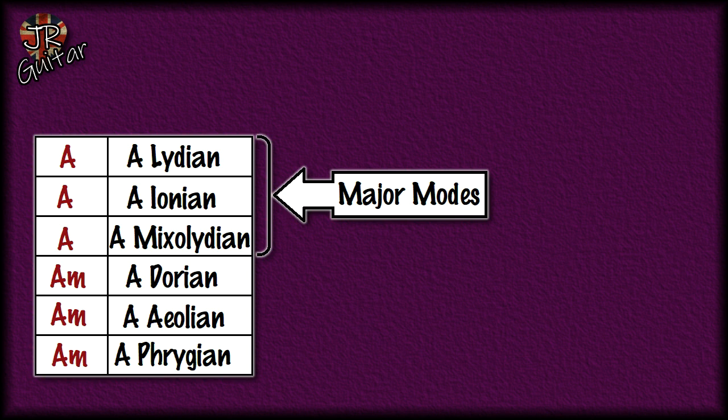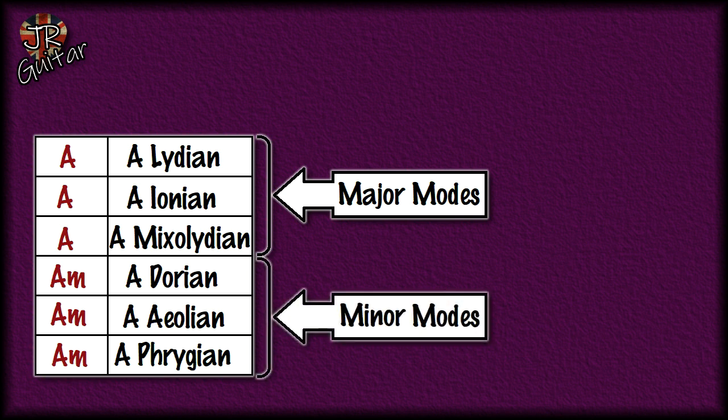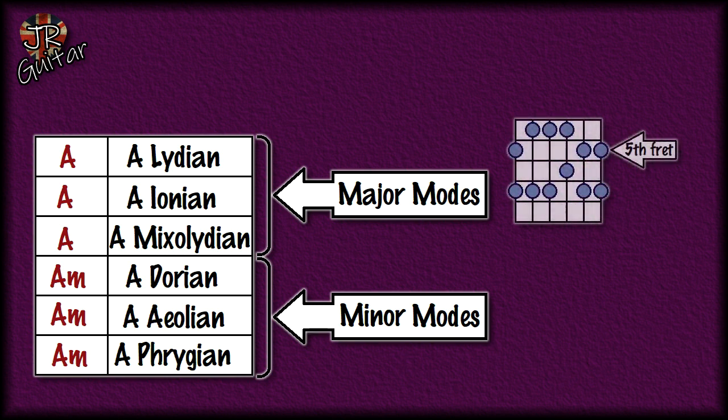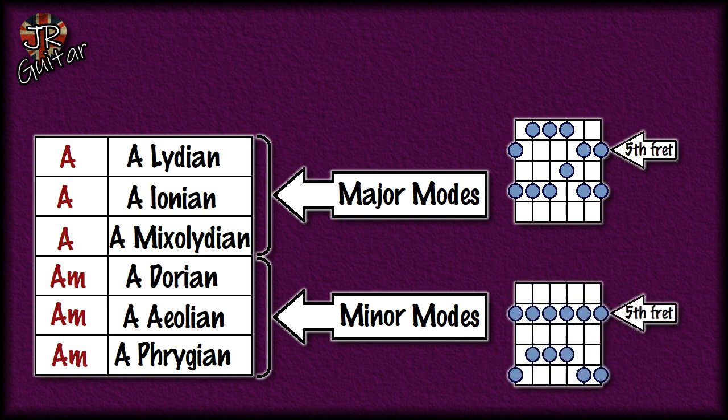And the three modes which contain an A minor chord, the Dorian, the Aeolian and Phrygian, are the minor modes. Now, over the major modes, Lydian, Ionian and Mixolydian, you could just simply play over the top of any chord sequence in any of those modes using this A major pentatonic scale that you can see here. And likewise, the minor modes, the Dorian, Aeolian and Phrygian, you can play over those, any of them at any time, with the A minor pentatonic that you can see here.